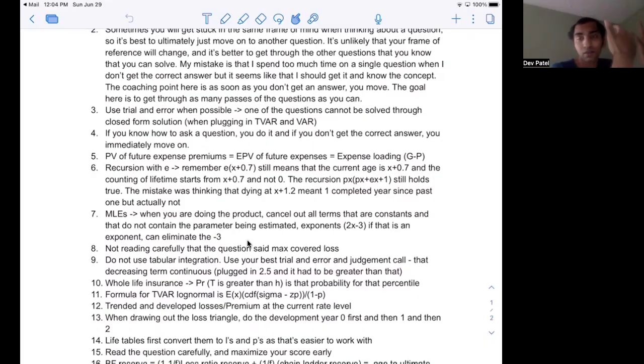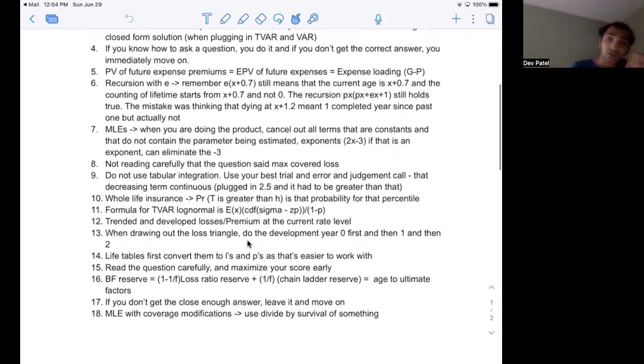And then sometimes they may give it to you in different formats. So you want to make sure that you're properly making the entire triangle based upon whatever information is given. And when you encounter life tables, or selected mortality tables, try converting them to l's and p's. That's often easier to use. If it's a question like calculate the probability of x plus 0.7 dying between this time period and this time period, try converting that. Always be converting to l's and p's and number of lives. That's what I find is easiest.